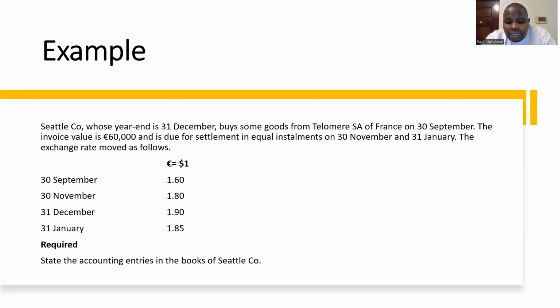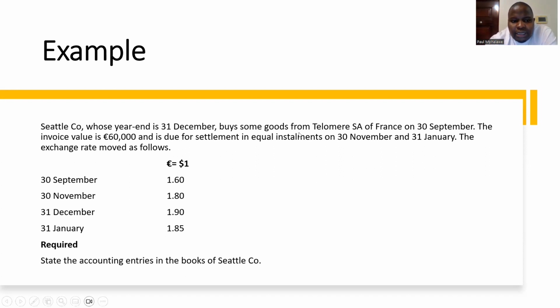If we take 60,000 divided by 1.6, how much will be the value of the goods? Then we'll look at 30 November when the rate was 1.8. If we take 60,000 euros divided by 1.8, what will the value be? Any exchange differences, we should account for them properly, accurately.